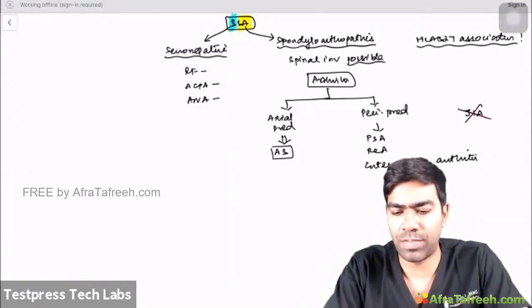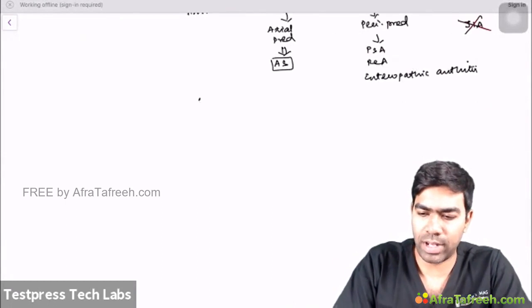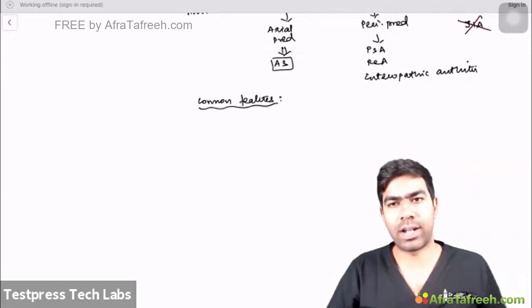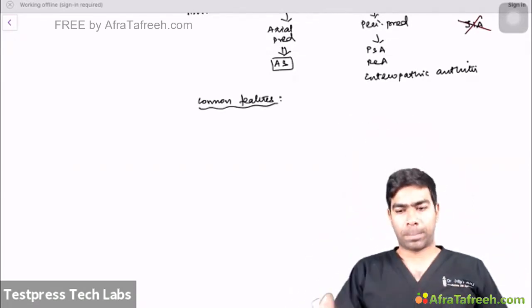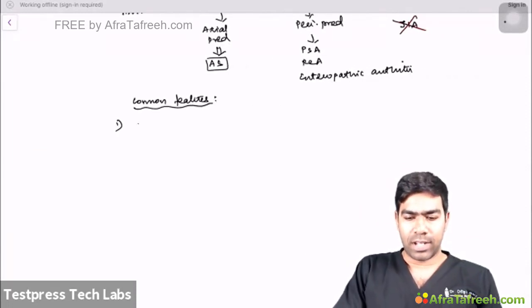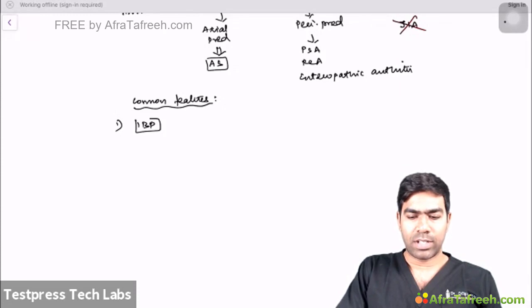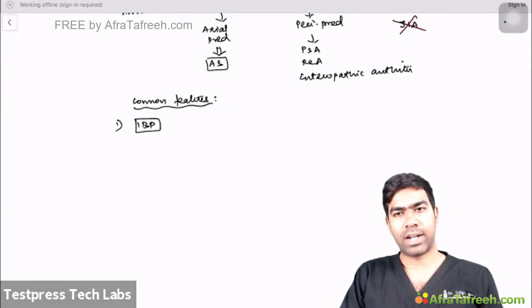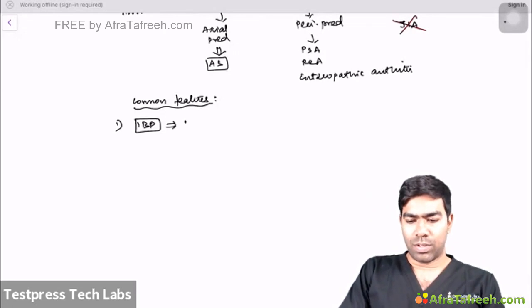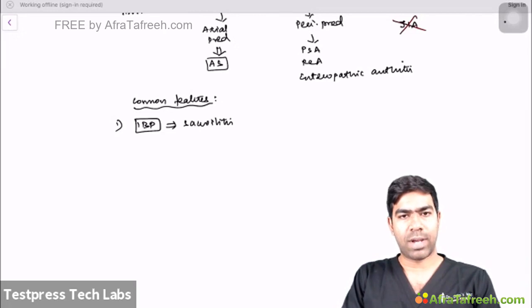And there are some common features. First, you need to know there are some common features in all this HLA B27 related arthritis. The first one is the inflammatory back pain they get. That's IBP, inflammatory back pain. Very commonly in the case sheets, we write IBP, inflammatory back pain. This is due to sacroiliitis usually. That's the reason why they get this inflammatory back pain.